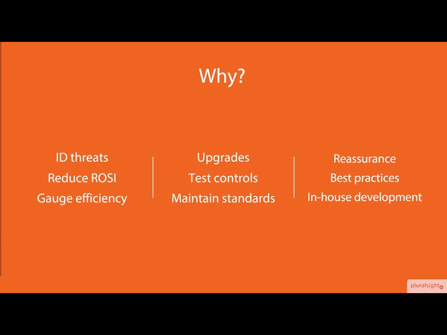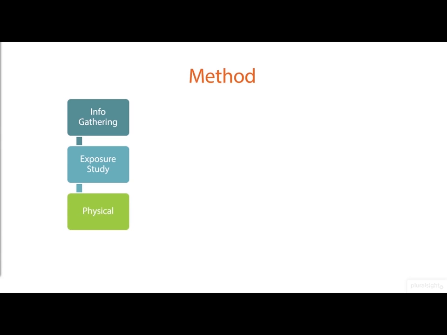So how do we do a pen test? Well, there's several different steps that we go through. And again, this is going to be a high-level look at those steps. We typically start off by gathering information about the network. We then go through and create what they refer to as an exposure study, so we understand the targets involved. What is it we're trying to expose?